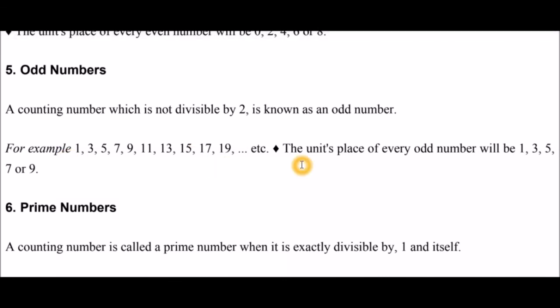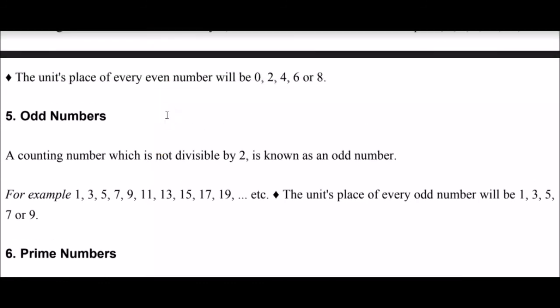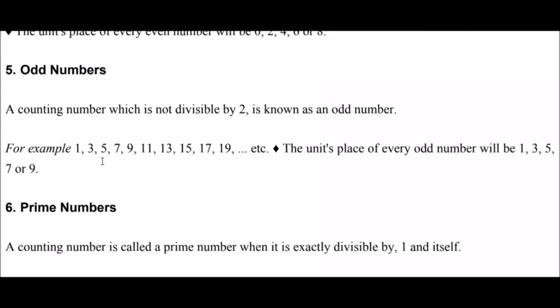In case of odd numbers, the units place of every odd number will be 1, 3, 5, 7 or 9. In case of even numbers, the units place of every even number will be 0, 2, 4, 6 or 8. But in case of odd numbers, the units place of every odd number will be 1, 3, 5, 7 or 9.